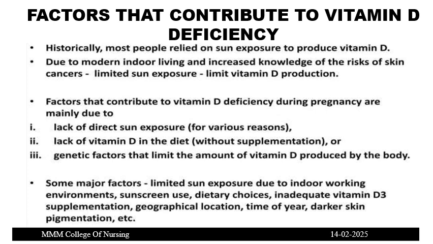which is a natural protection against the ultraviolet rays. Melanin in the skin is a natural protection against the ultraviolet rays. So that also leads to a lesser amount of vitamin D production from the skin.